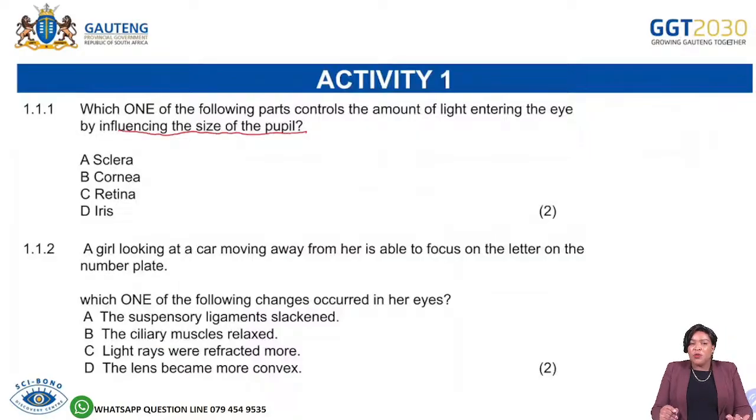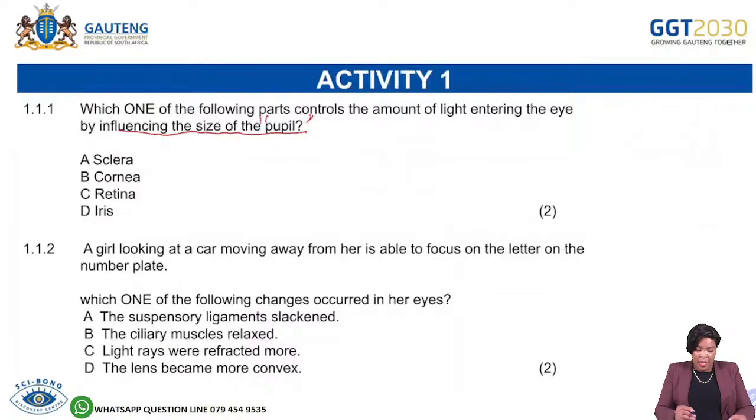Right, I know sometimes when you read a question you get excited, you just want to think of the answer, and then you say amount entering the eye. Then you just think maybe the lens, without even looking at what the question actually asked for. No, it says by influencing the size of the pupil, meaning you must check what Vedika just told you. How is the pupil going to react, whether it's opening wide or whether it's opening slow? So which part helps in controlling that amount of light that is entering there?